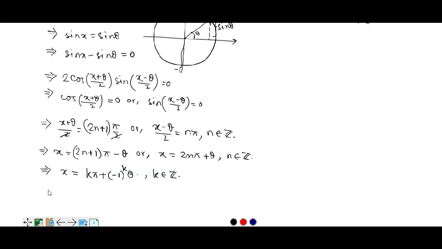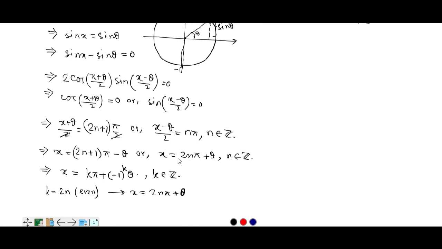Now when you take k equal to 2n, that means it is even. Sorry, let me write it properly. Then you will get the solution as x equals 2n pi plus theta, because when you are taking minus 1 to the power of some even number, it will be 2n pi plus theta.